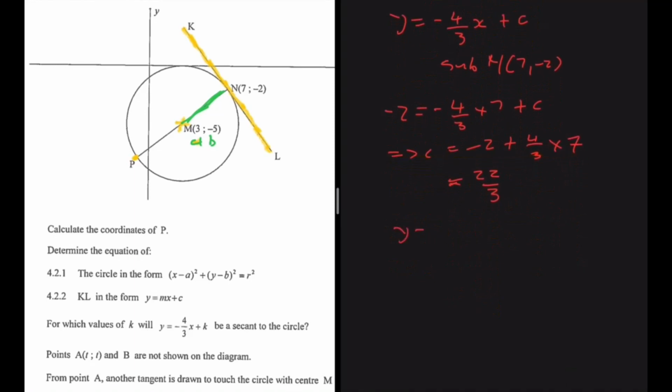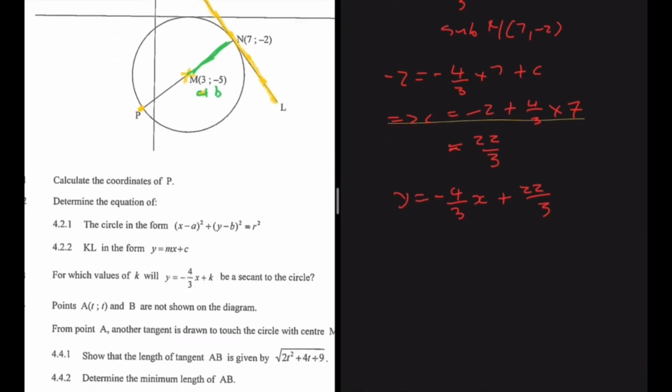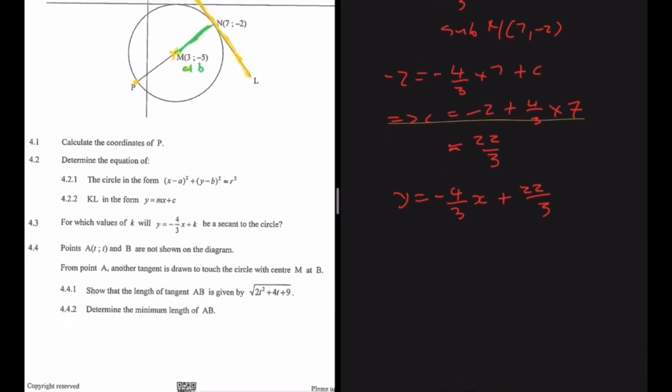So y is equal to minus 4 divided by 3 x plus 22 divided by 3. But this equation looks shady, so let me substitute the x value of N and see if I get the y value. Perfect. I'm getting minus 2 when I substitute 7. So I think we're good to go.